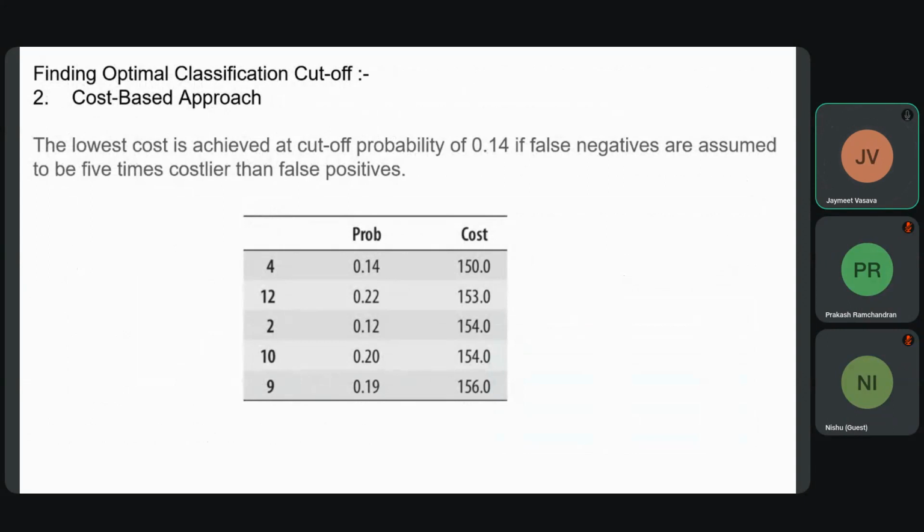So the lowest cost is achieved at cutoff probability 0.14 if false negatives are assumed to be 5 times costlier than the false positives.